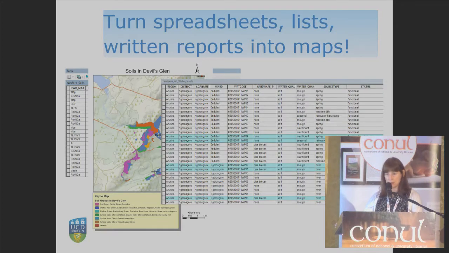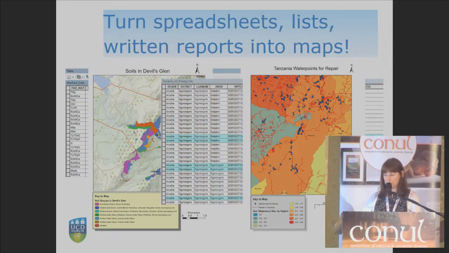And this is another example of a spreadsheet. It's about Tanzanian water points. And you're trying to find out where those Tanzanian water points are that need to be repaired. And there they are shown on the map. Obviously much easier to read than in the spreadsheet. So GIS reveals deeper insights into data, such as patterns, relationships, and situations.